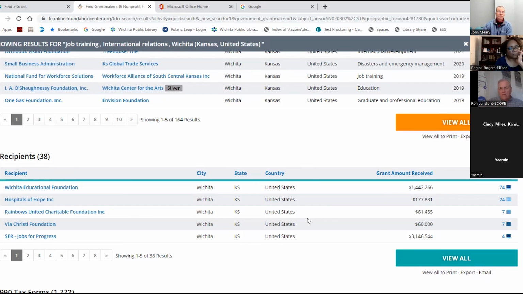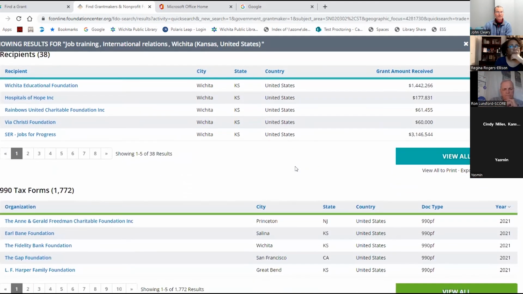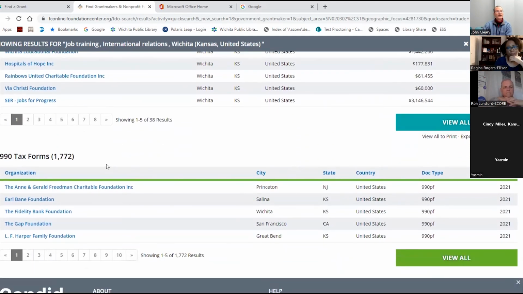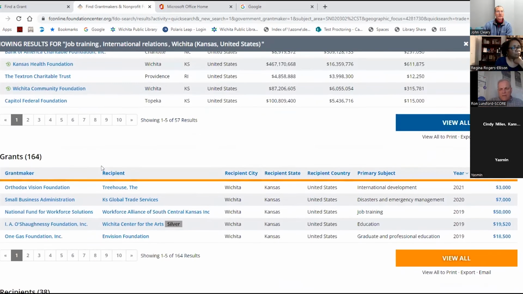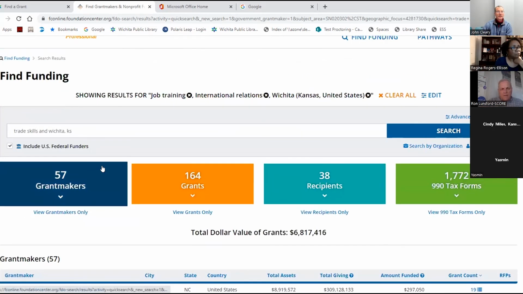I say just do a sample search for your own organization. And this will go back about a dozen years and tell you which grant makers have funded you in the past and which ones may fund you in the future. So that's a good tip to have. And then, yeah, here are some 990 forms, tax forms, based on the search that we did. So that would be an example of the trade skills in Wichita, Kansas.